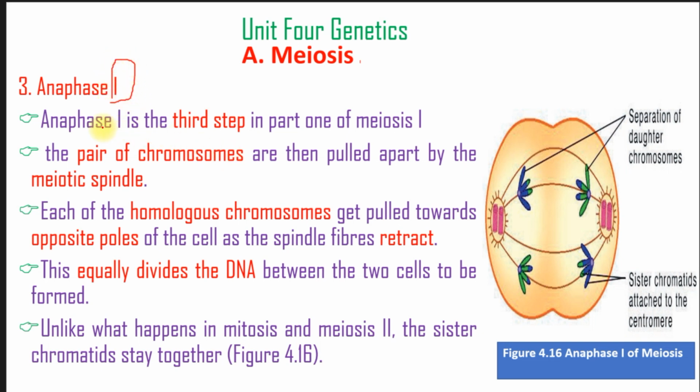Anaphase I is the third step of meiosis I, right? So it's the phase anaphase I. The pair of chromosomes are then pulled apart by the meiotic spindle. Look, this guy, spindle, separation of daughter chromosomes, right?